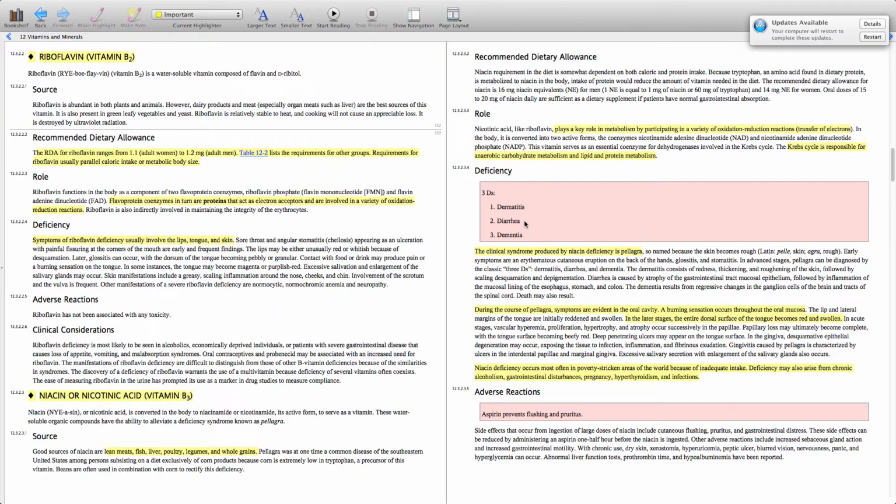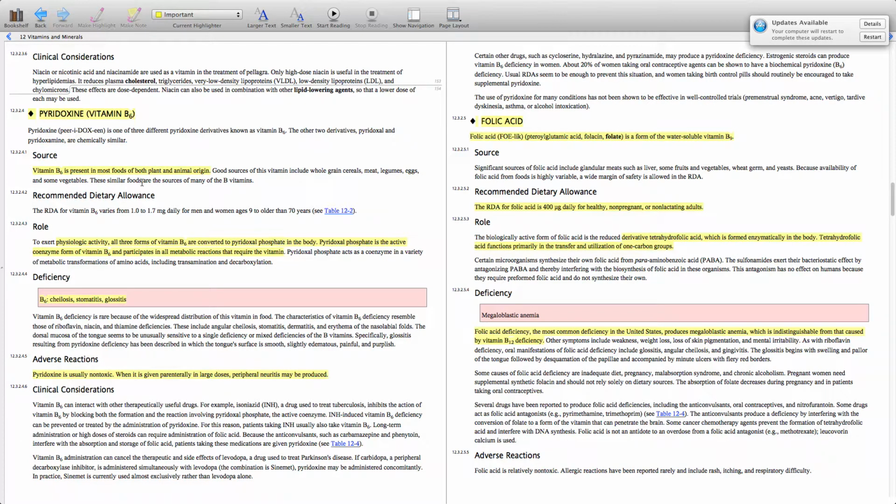Okay. Moving on, niacin plays a key role in metabolism. Again, metabolism, energy, that's the reason people take these B complexes. The Krebs cycle is responsible for the anaerobic carbohydrate metabolism and lipid and protein metabolism. Deficiencies are the 3 Ds: dermatitis, diarrhea, and dementia are the 3 signs of deficiency. And then here's the pellagra. Like I said, just going through these quickly.